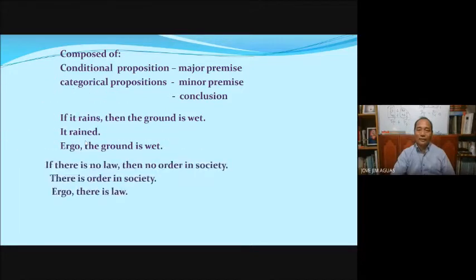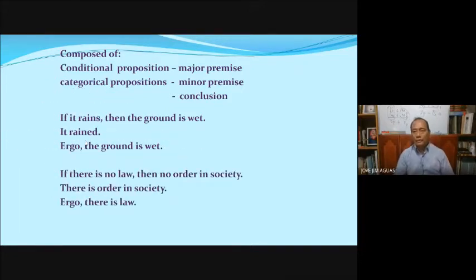Another example: if there is no law, then there is no order in society. But there is order in society. Therefore, there is law. So this is the major premise, this is the minor premise, and this is the conclusion. If there is no law, that's the major premise. There is order, that's the minor premise, and ergo there is law, that's the conclusion.